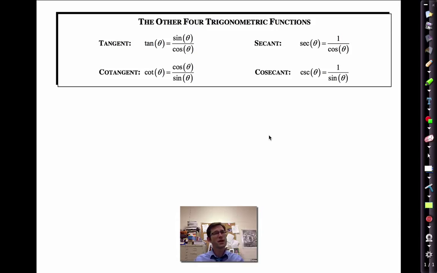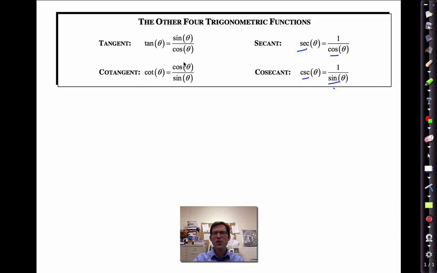So tangent is sine divided by cosine. Cotangent is cosine divided by sine. Secant, oh, isn't this terrible? Secant is 1 divided by cosine. Why couldn't it have been 1 divided by sine? Ugh. And cosecant is 1 divided by sine. That's obnoxious. But what are you going to do, right?